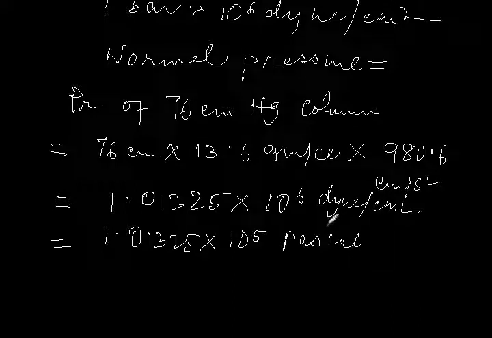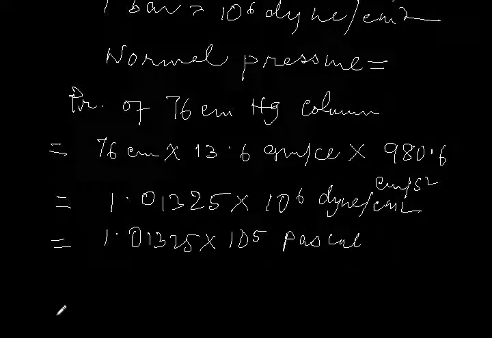Normal pressure means pressure of 76 centimeter mercury column, and that pressure is converted into dyne per centimeter square, 1.01325 into 10 to the power 6 dyne per centimeter square, and when it is divided by 10, it becomes Pascal, that is equal to 1.01325 into 10 to the 5 Pascal. So it is clear we have got the relation between normal pressure, converted into Pascal and converted into dyne per centimeter square. This is called standard pressure.